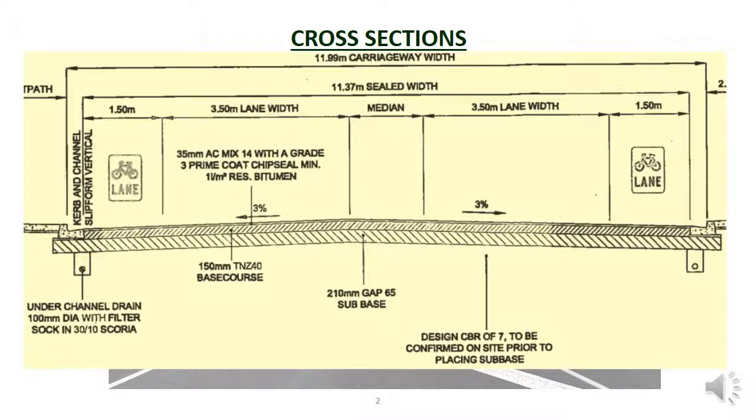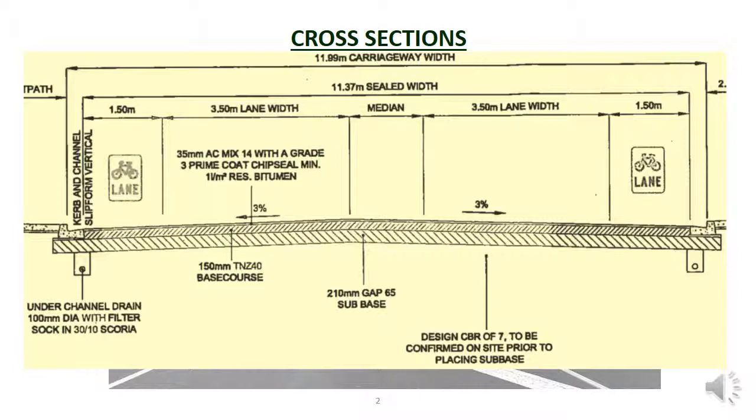Zooming in, we can see that it also tells us how wide the bike lanes and carriageways are, the camber of the road, the type of surfacing to be applied, the depths and type of subbase and base course layers, the type of under-channel drain, and the required strength of the subgrade. Note the text is short and concise with some abbreviations.